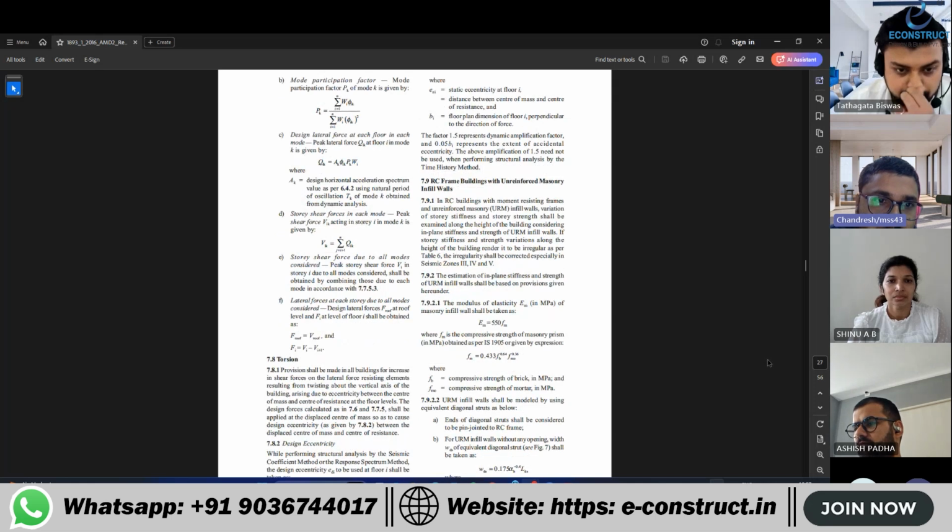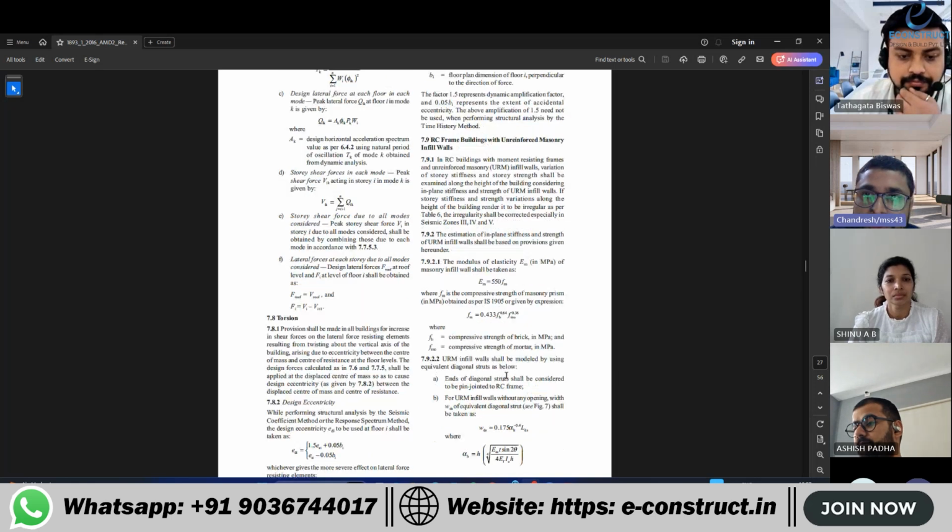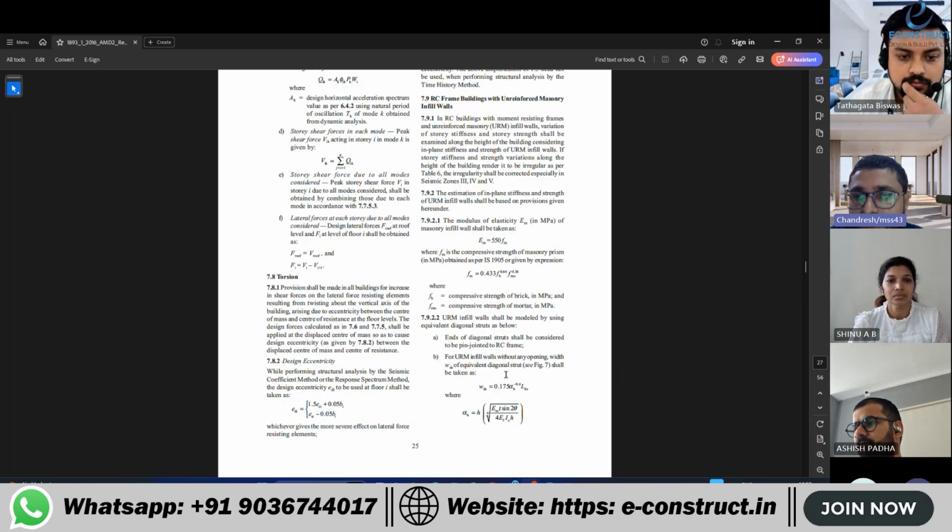F roof at roof level and Fi at level of floor i shall be obtained as per this formula. And 7.8 Torsion. Sir, do I have to read or wait? You can read.